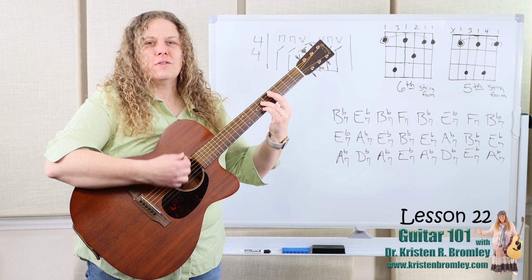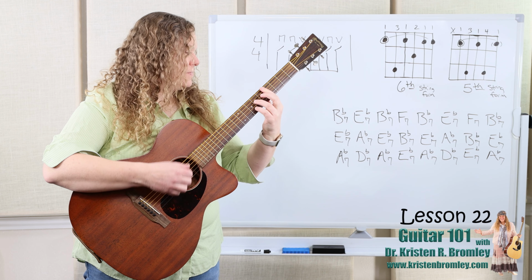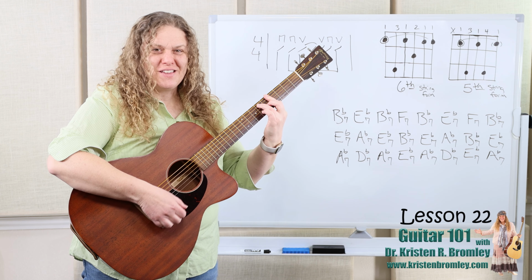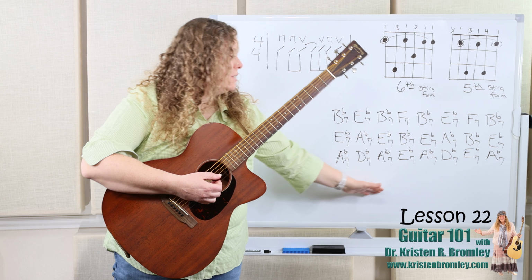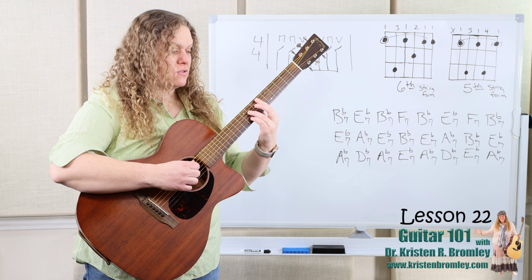We go back and forth between A flat and D flat. A flat 7 and D flat 7, I could say. And then we already know where E flat 7 is. It's back up at that 6th fret with the bar, and the root's on the 5th string.